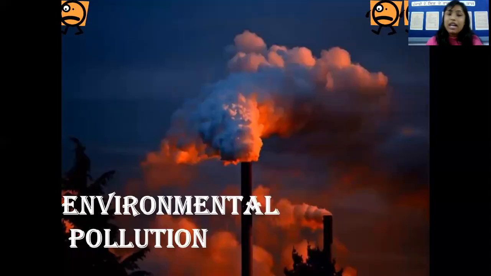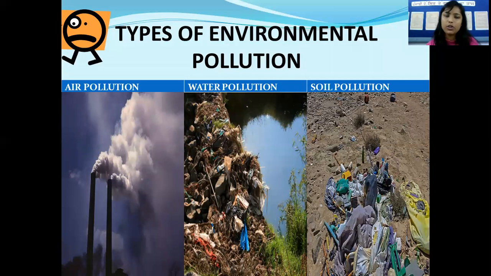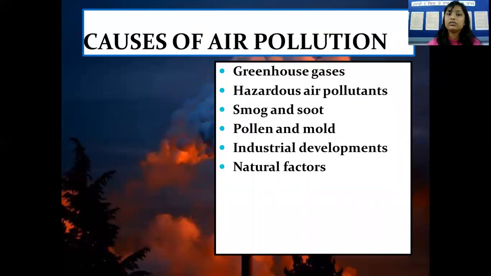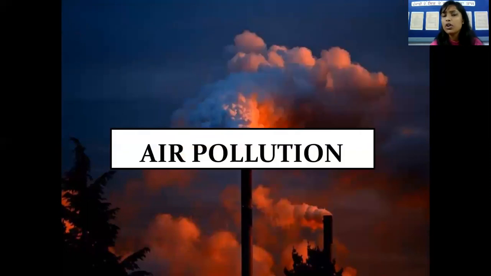Okay. Now, let's start the next topic, environmental pollution. You can see there are three major types of environmental pollution: air pollution, water pollution, and soil pollution. First of all, we are going to discuss what air pollution is. When pollutants are added to the environment through either anthropogenic activities or natural activities, depleting the quality of air, that is known as air pollution.